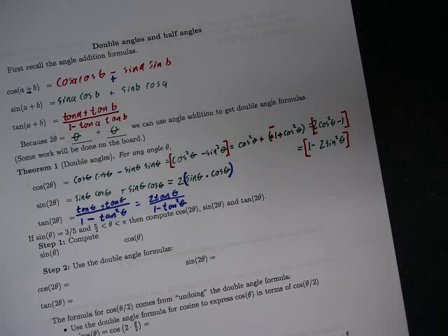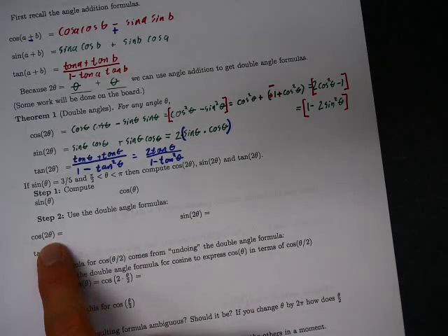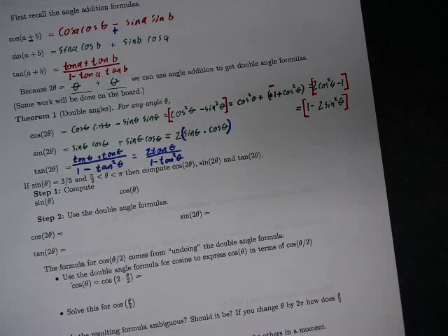So let's try to do that. Maybe I'll start with cosine of 2 theta. That one is the easiest. So according to the double angle formula for cosine, if I know both cosine and sine, then I can compute the cosine of 2 theta. If I know just cosine, I can compute the cosine of 2 theta. If I know just sine, then I can compute the cosine of 2 theta. Do I know at least one of those things?